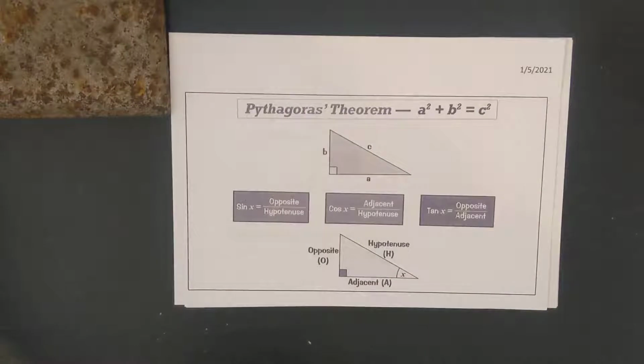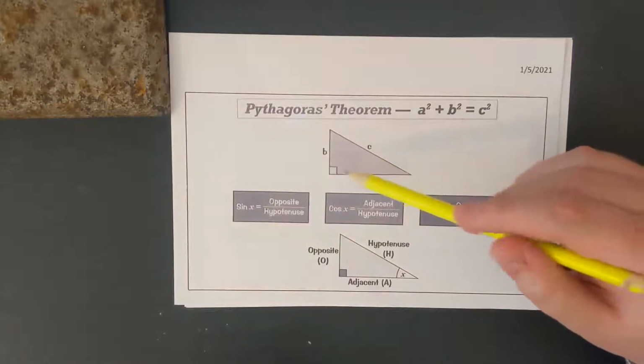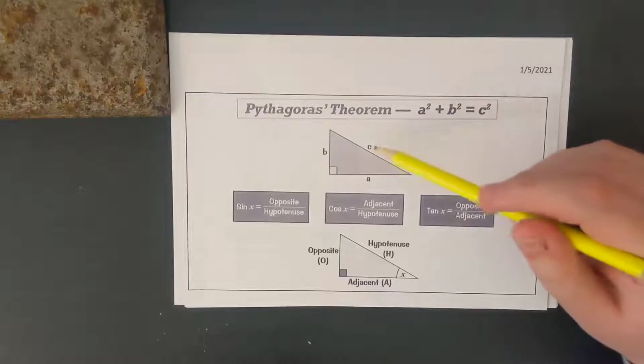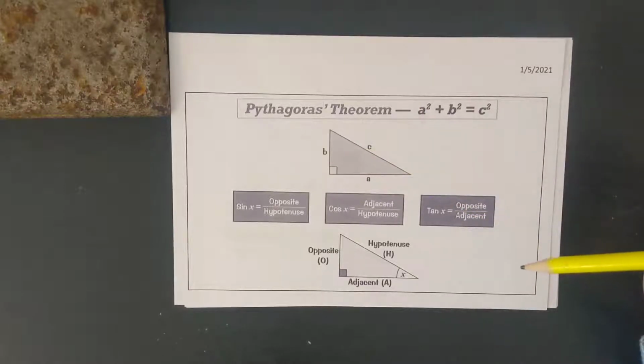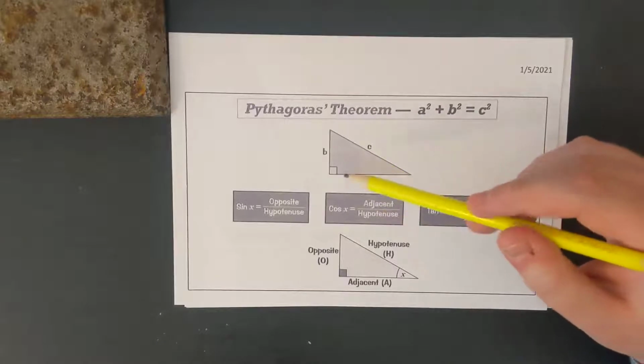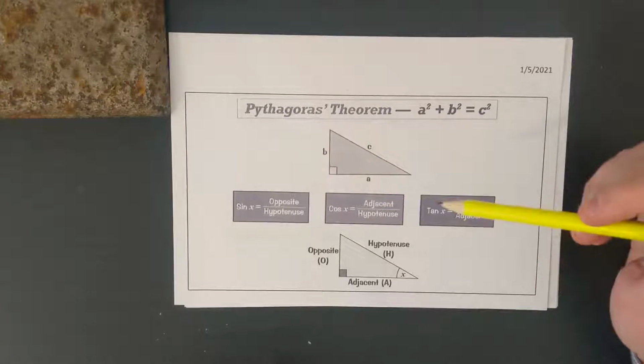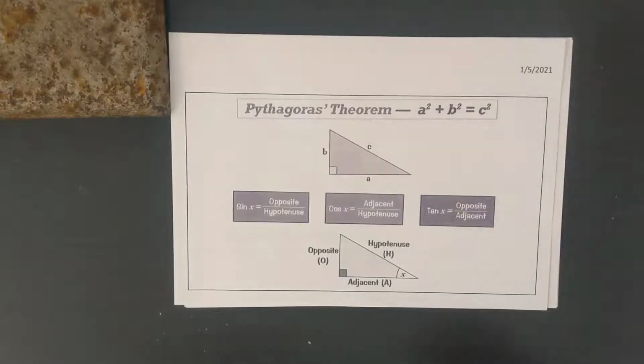If you haven't done so already, please make sure you've read through the CGP revision guide pages that I've posted along with this assignment. There, hopefully, you will have met Pythagoras' theorem, which states that the sum of the squares of the two shorter sides in a triangle is equal to the square of the larger side. A squared plus b squared equals c squared. Or, alternatively, the hypotenuse squared is equal to the other two sides squared and summed together.